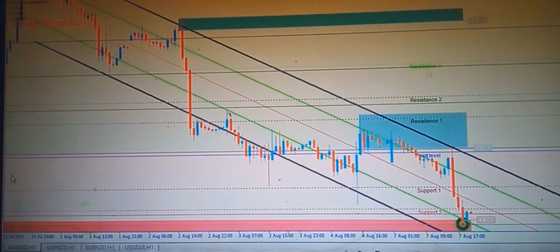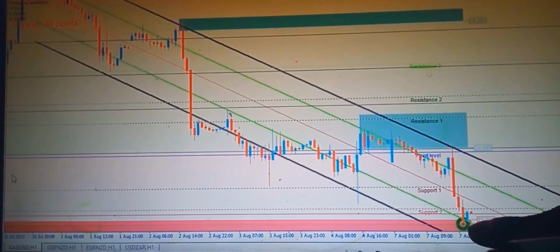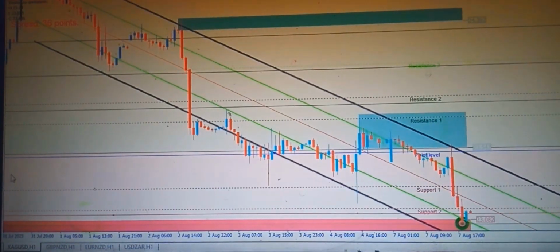Firstly, you are on the 1 hour time frame. Wait for the market to reach the support level. If there is a support level there, wait for the market to give you this signal. And then from there, you switch to the 4 hour time frame immediately.